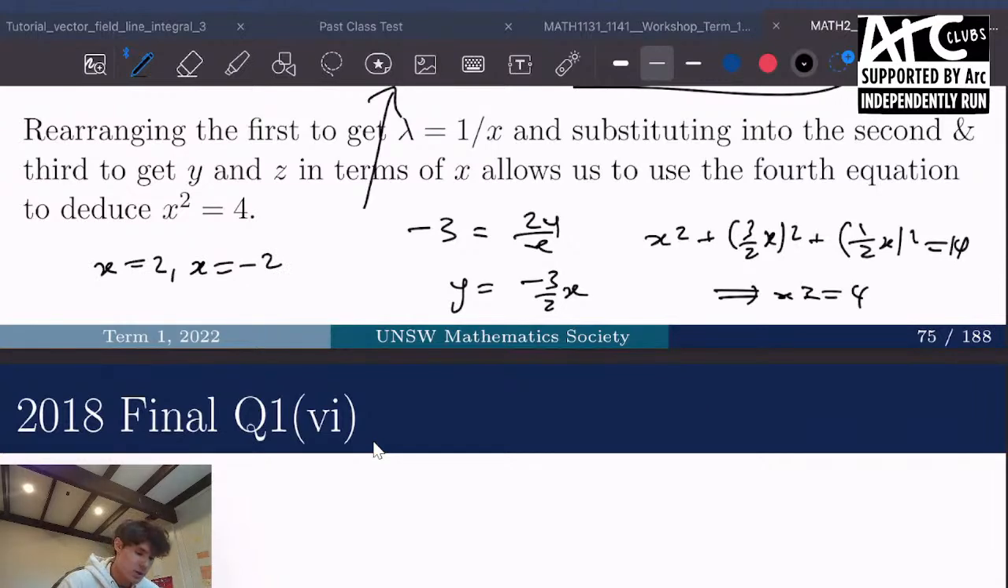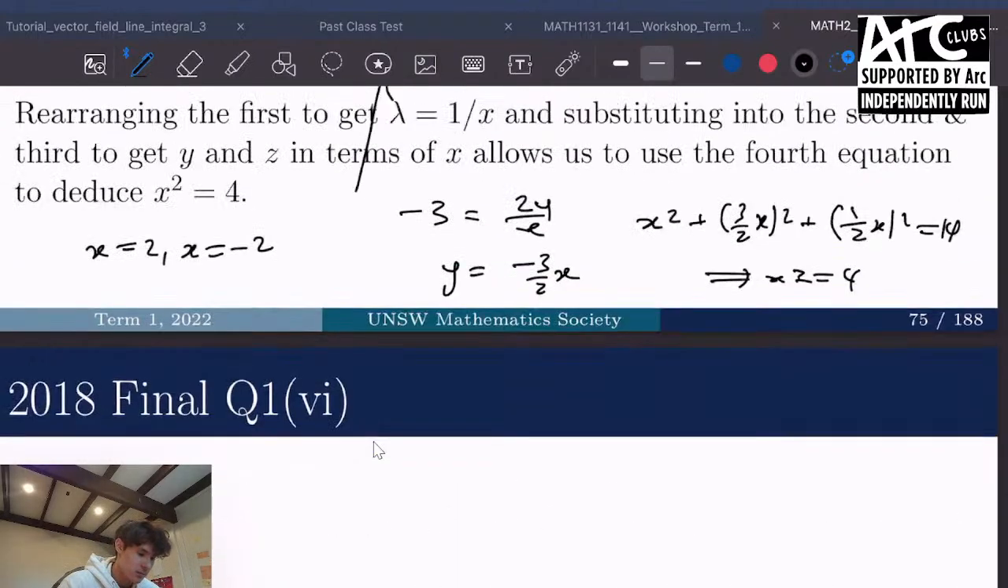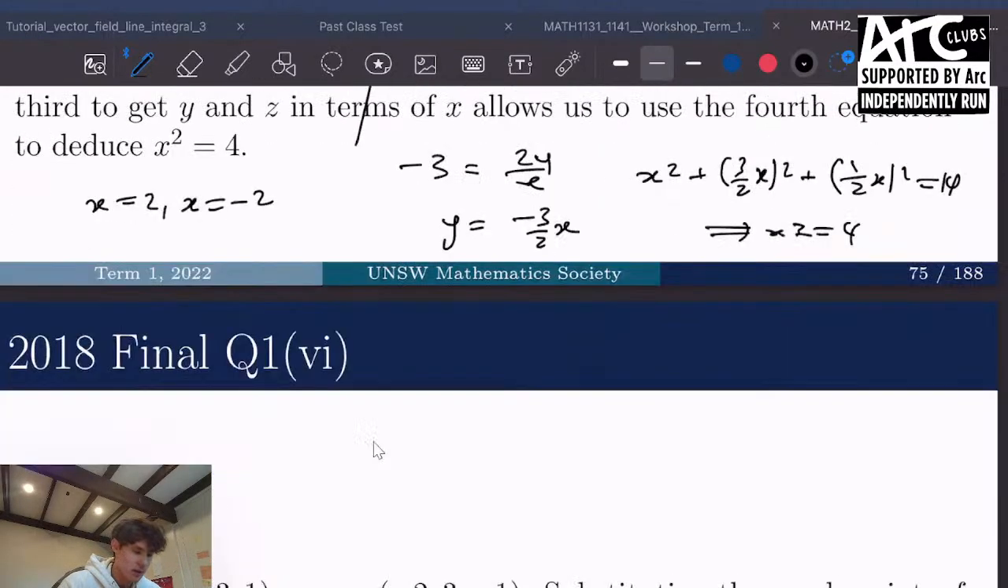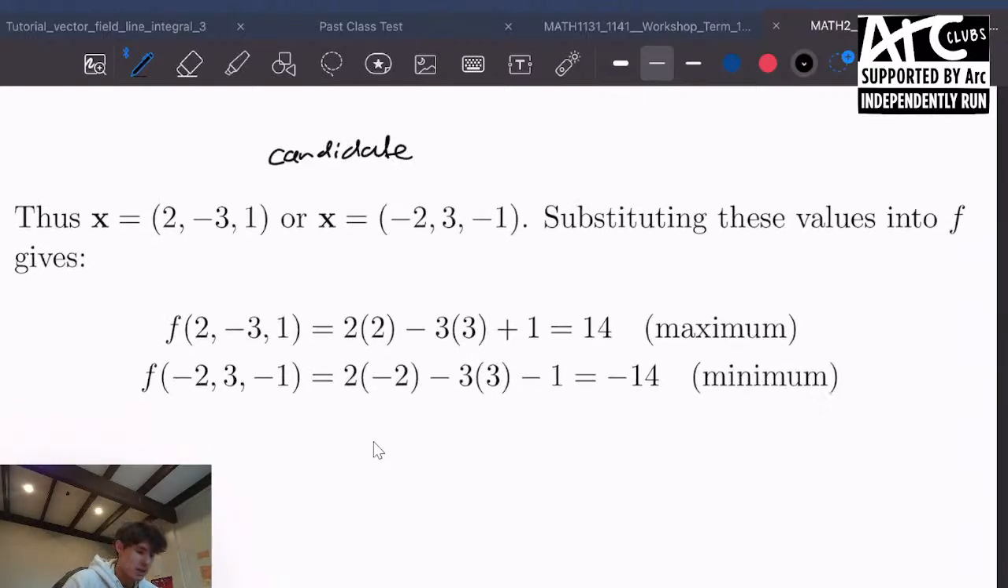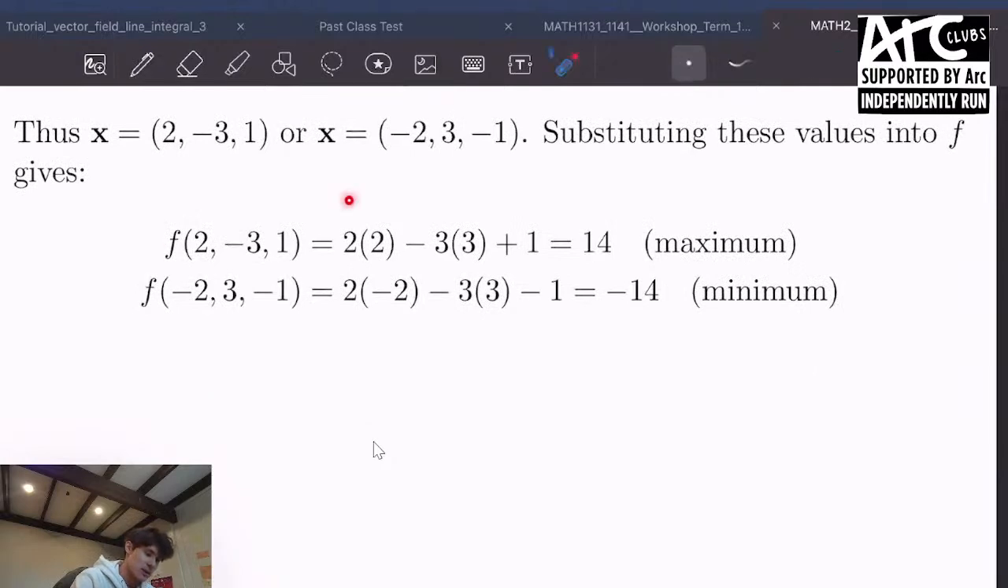Using these values and finding the corresponding y and z, we get 2 possible points, which are candidate points for the max and min. Now we just need to substitute them into the original function f to test them, and we should get that this point up here gives us our max, and that point gives us our minimum.